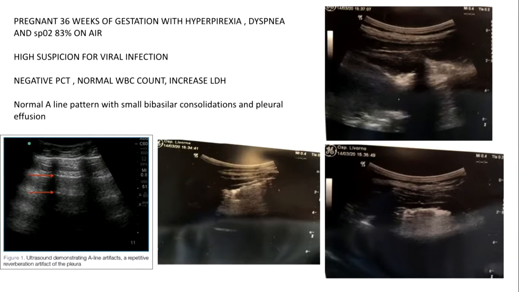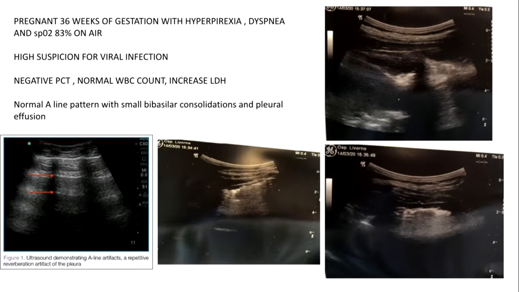I will show you how lung ultrasound can be of interest to do a differential diagnosis. We had last week a pregnant woman who presented to the emergency department with hyperpyrexia, dyspnea, and desaturation on air.